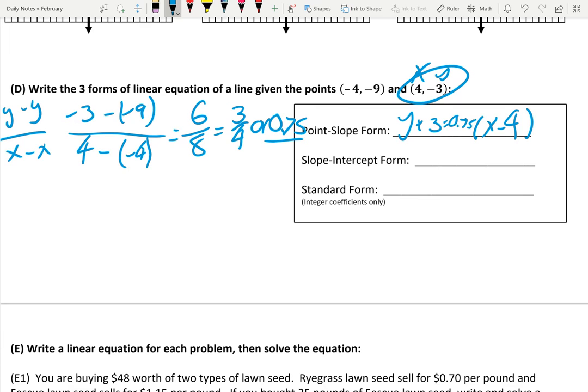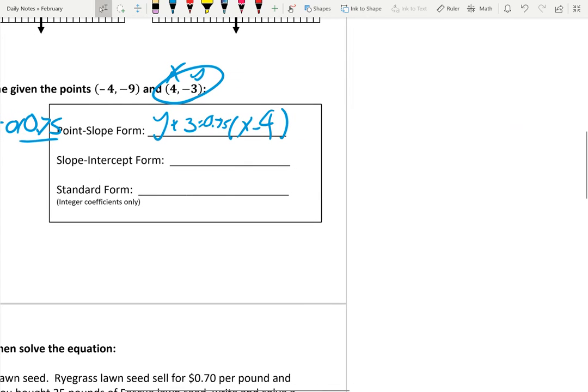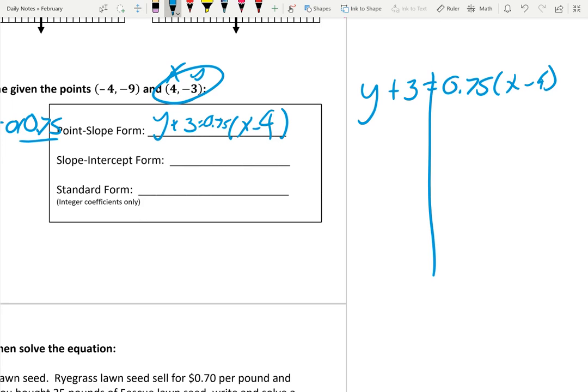So remember, we did the math here to get the slope, but to actually write the equation out, it really didn't do anything other than just plug numbers in the formula, right? So now the equation that we have is y plus 3 equals 0.75(x minus 4). That's the equation. So if we want to get slope-intercept or standard form, we just rearrange this equation.